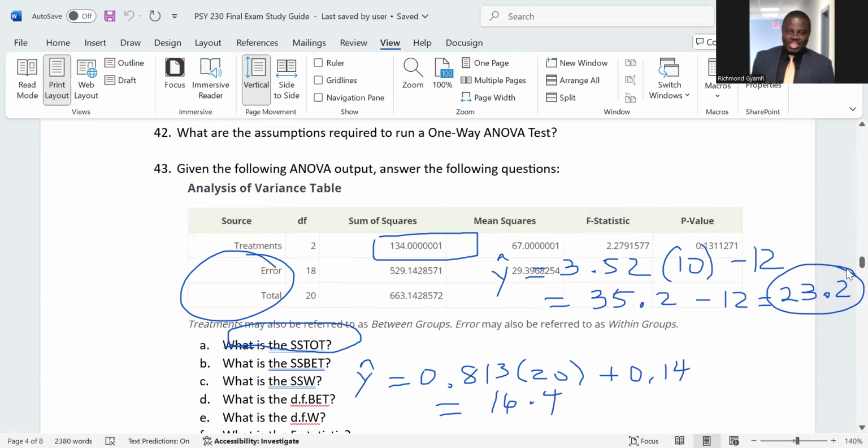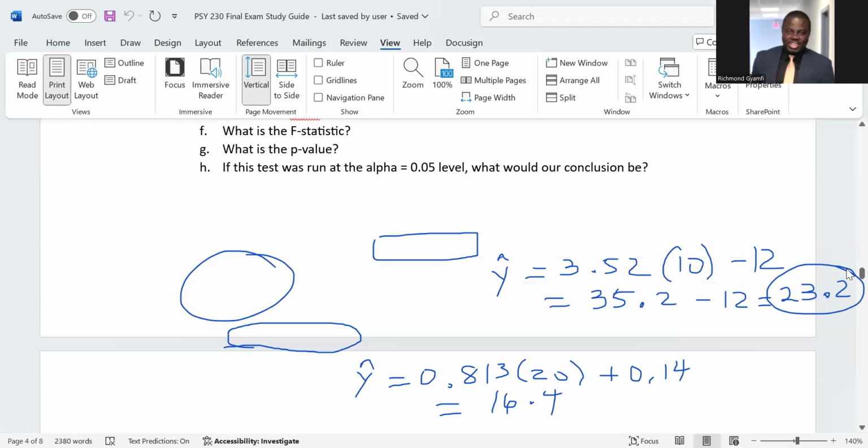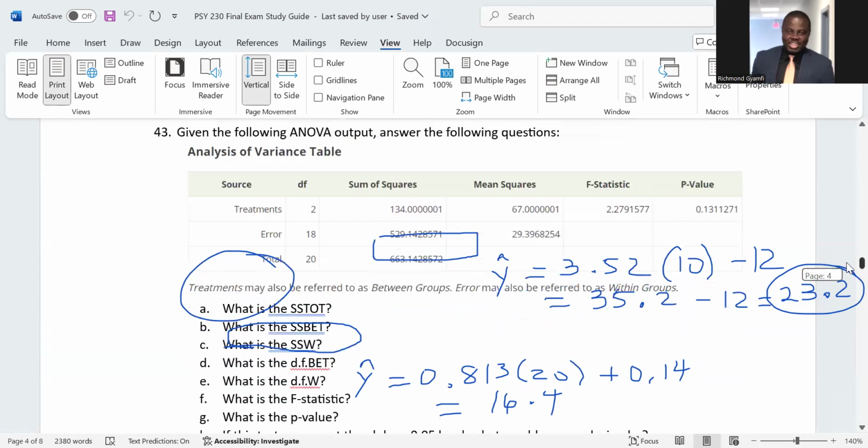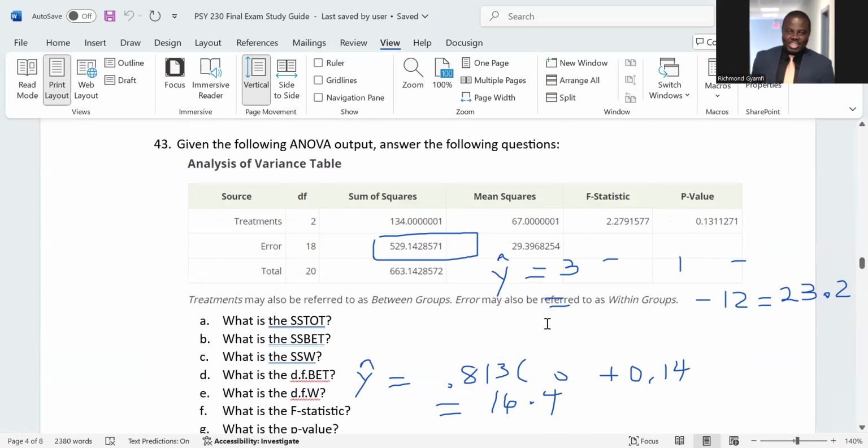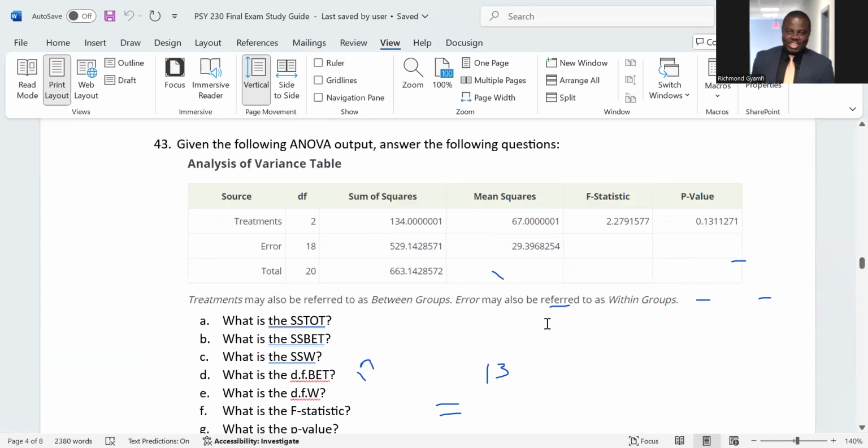Now, for the assumptions for an ANOVA test, I'm going to leave that to you. Go to the answers and read that. We talked about this in class as well. Now, let's go to 43. In the homework, some of you said it's a lot with the ANOVA, but on the exam, it's not going to be like that.